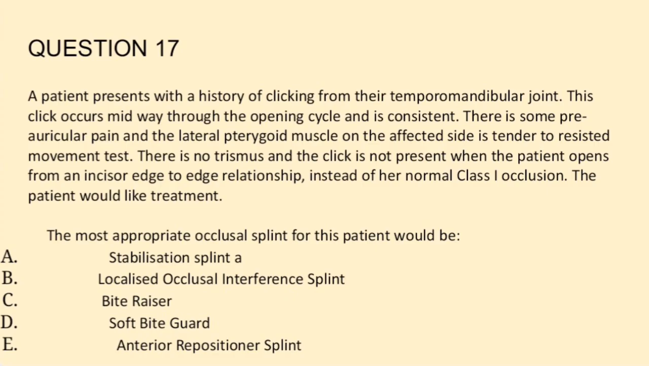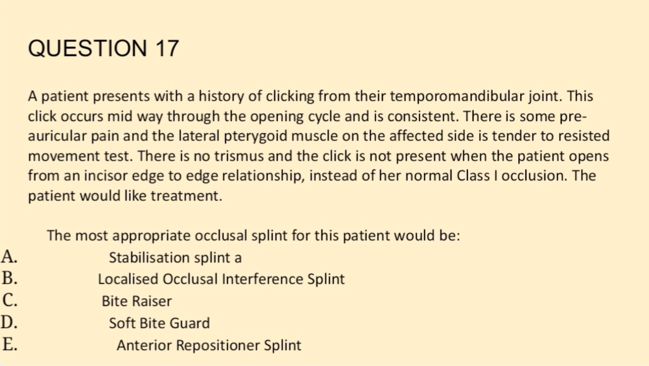Question 17. A patient presents with a history of clicking from their temporomandibular joint. This click occurs midway through the opening cycle and is consistent. There is some pre-auricular pain and the lateral pterygoid muscle on the affected side is tender to resistive movement test. There is no trismus and the click is not present when the patient opens from an incisor edge-to-edge relationship instead of her normal class 1 occlusion. The patient would like treatment.